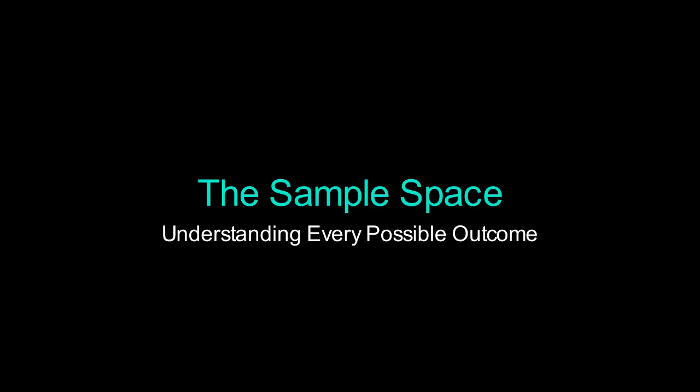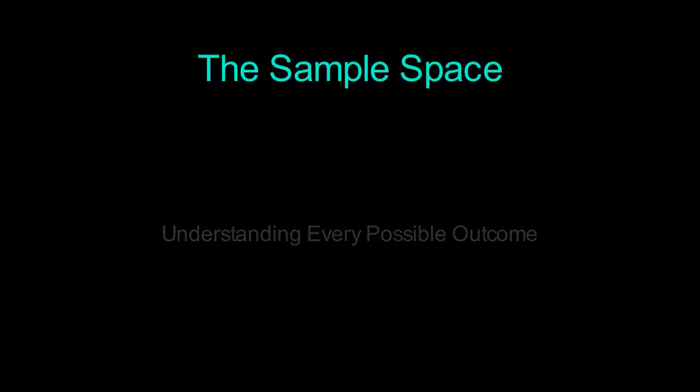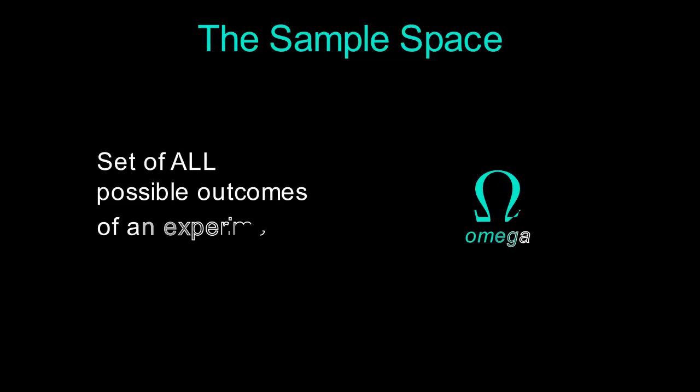In essence, before we can calculate how likely an event is, we must first identify every single thing that could possibly happen. This set of all possible outcomes is what we call the sample space, often denoted by the Greek letter omega or simply S.